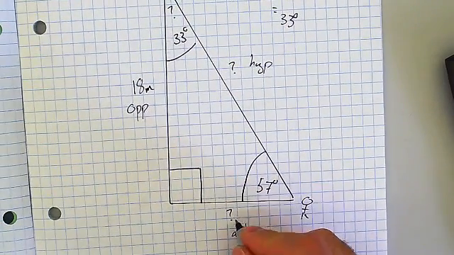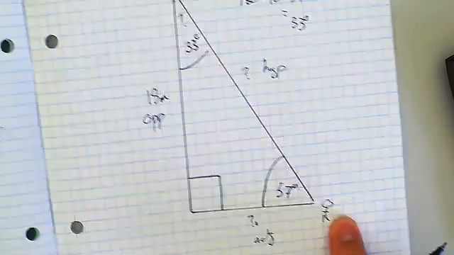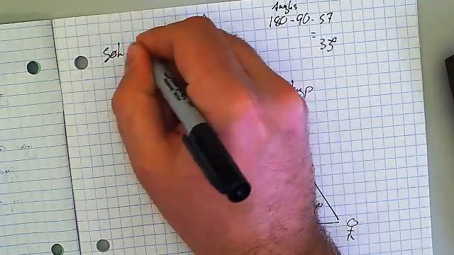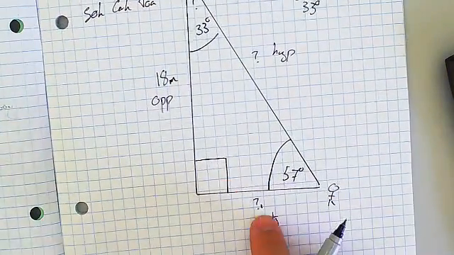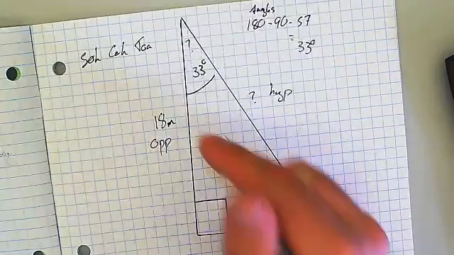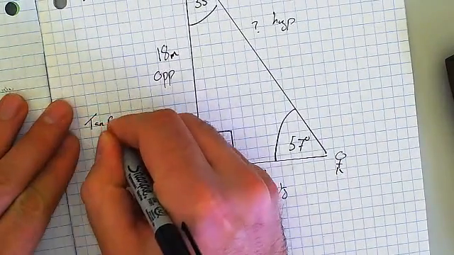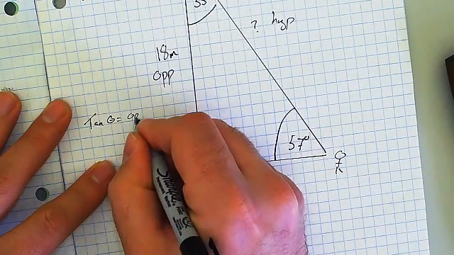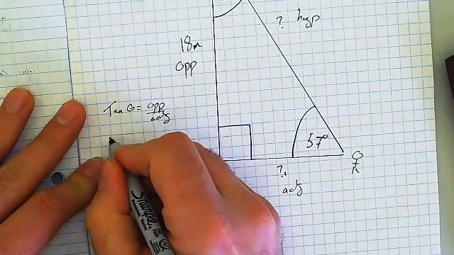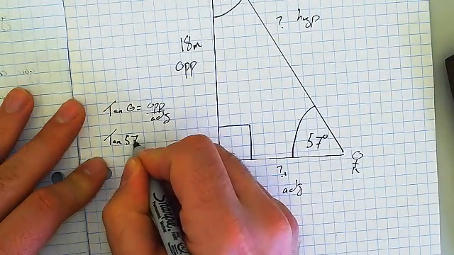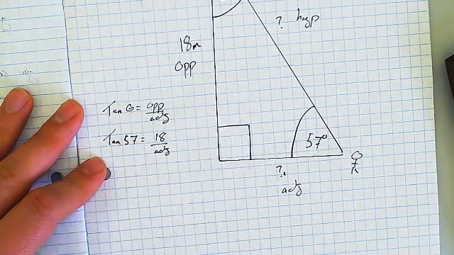I'm going to find this unknown first. I'm going to find the adjacent. To do that, I have to pick my right trig ratio, looking back at SOHCAHTOA, and I know I have the opposite, I'm trying to find the adjacent, and I have the angle. So I'm going to use tan. So, tan theta equals the opposite over the adjacent. I know my angle is 57 degrees, so I'm going to go tan of 57 equals an opposite, which was 18, divided by an adjacent.